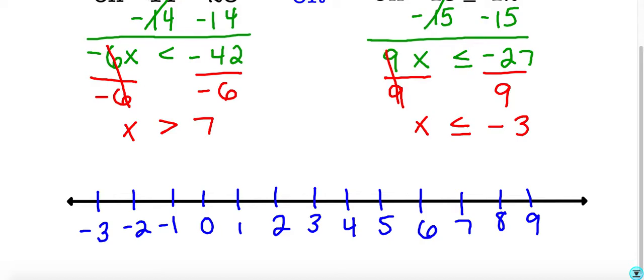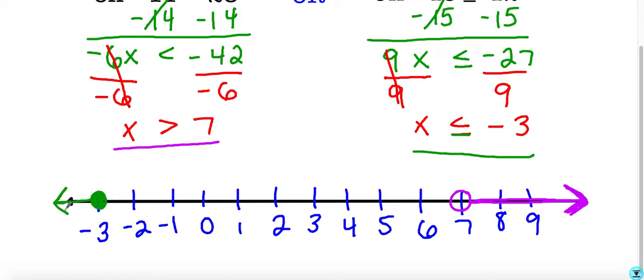So for this inequality here, where x is greater than 7, we plot an open circle because it's not equal to, it's only greater than, and we shade to the right because x is greater than. Okay. And then for our other inequality, where x is less than or equal to negative 3, we shade a closed circle on negative 3 because negative 3 is included because of the equal to. And we shade to the left because x is less than or equal to.